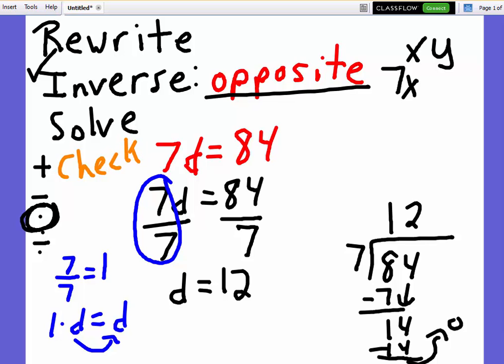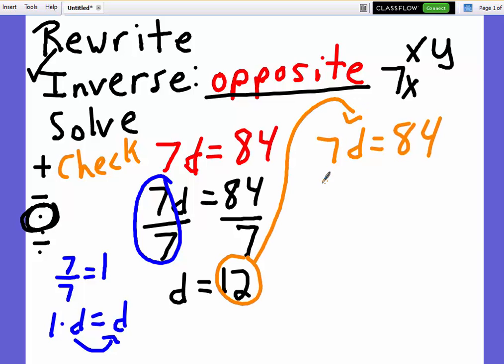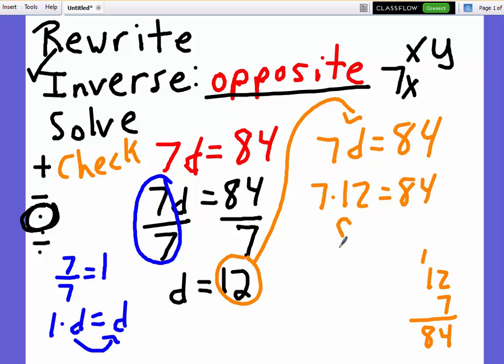So I'm going to rewrite my problem. 7d equals 84. I take what d equals and I put it in. 7 times 12 equals 84, and I'm going to check, does 7 times 12 equal 84? Well, I'm going to write it down here. 7 times 2 is 14, so 4, carry the 1. 7 times 1 is 7, 7 plus 1 is 8. So I have 84 equals 84. My left side equals the right side, so I know my answer is correct.